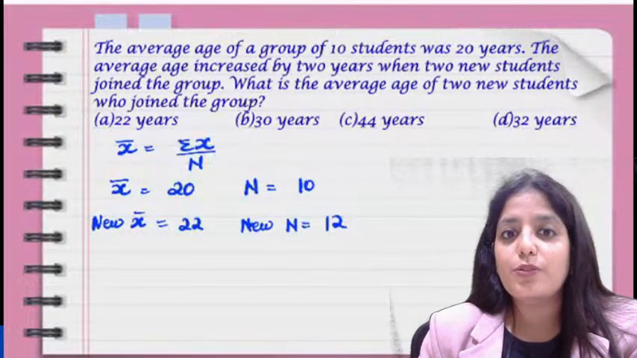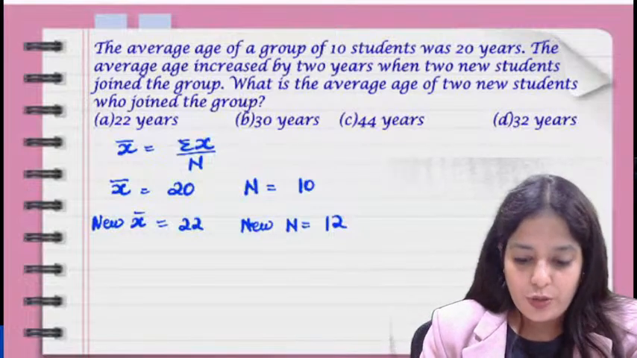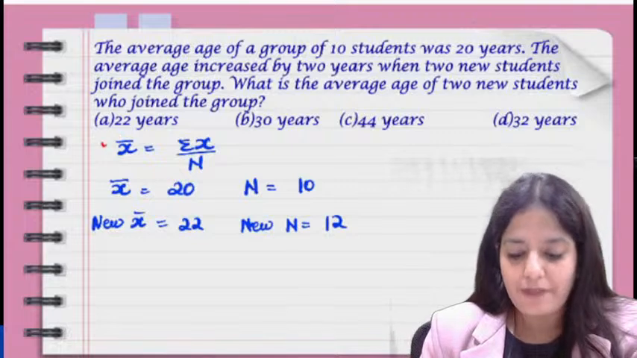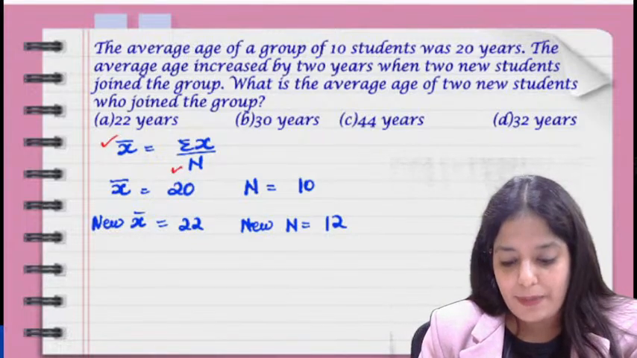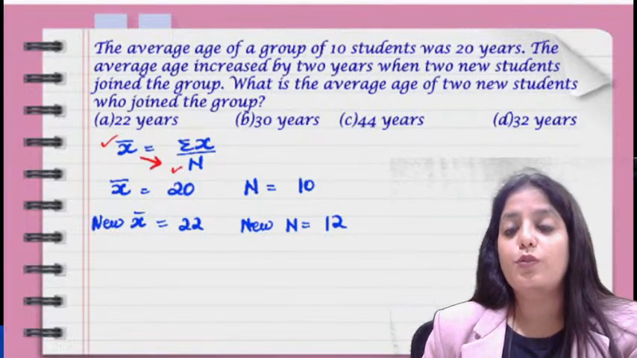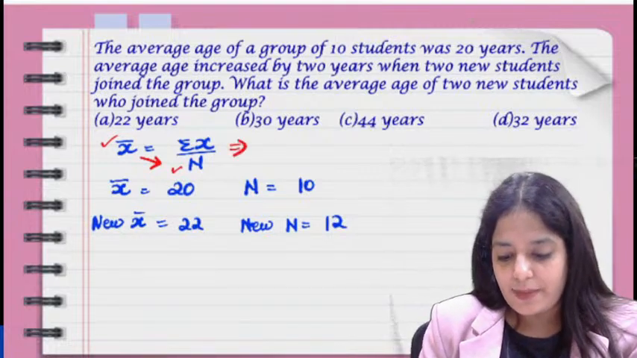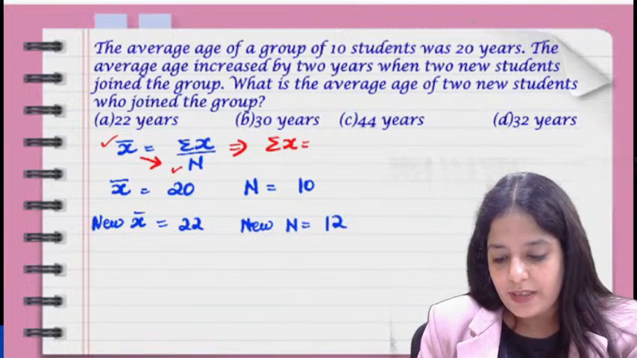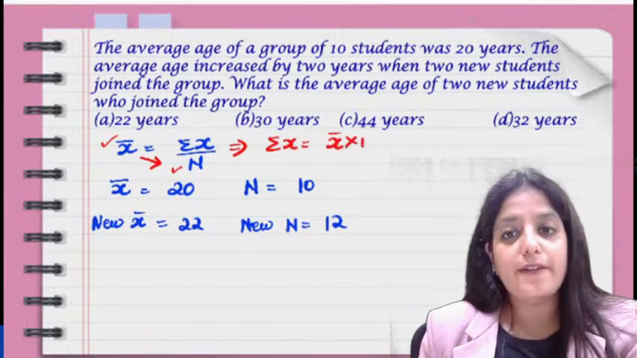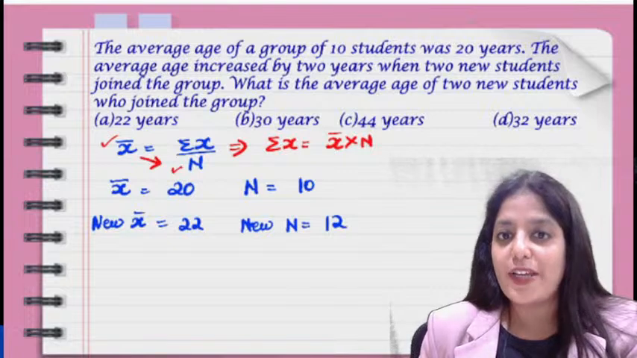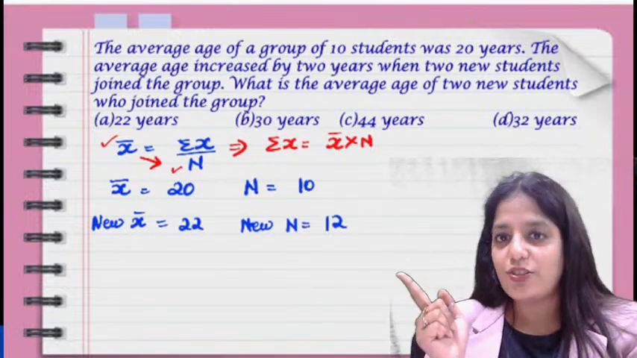X bar is equal to sigma x upon n. You have x bar, you have n. Just multiply them and you will be able to find the sum. It's very simple. So we can say that sigma x is equal to what? X bar into n, the number of observations into x bar, that will give you the sum of the ages, right?